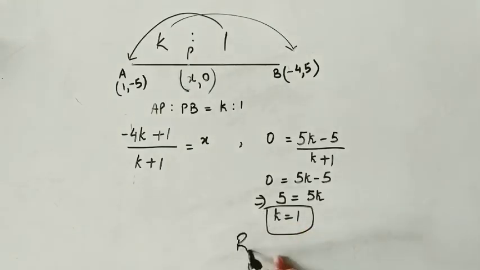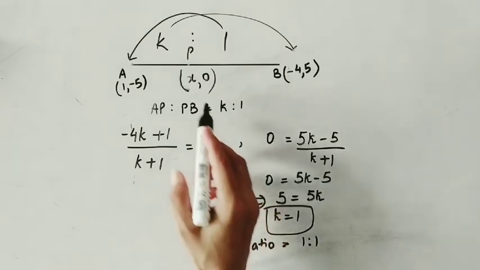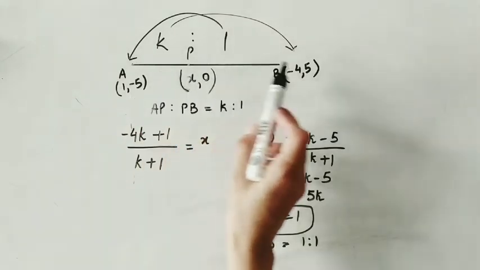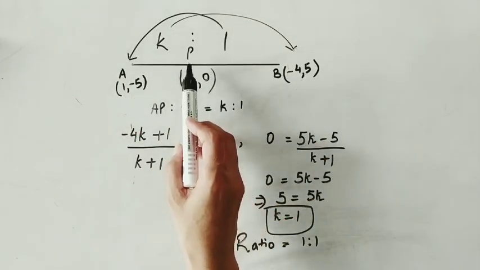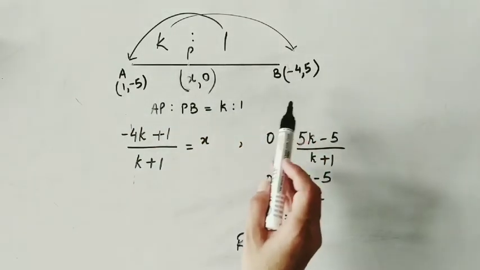If k is 1, the ratio, because the question demands the ratio, is 1 is to 1. Alright, ratio is 1 is to 1. This clearly indicates P is the midpoint of AB.